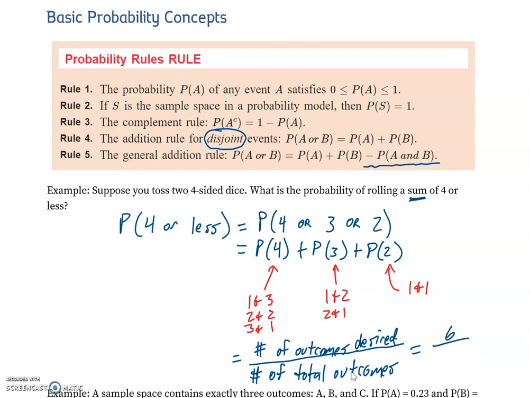And then as far as total outcomes for the sample space, we actually did this in a previous problem. We said, okay, if the first die has 4 sides and the second die has 4 sides, then we can do 4 times 4. It's a multi-stage situation. There should be 16 total outcomes. So 6 out of 16 is our probability for rolling a sum of 4 or less.